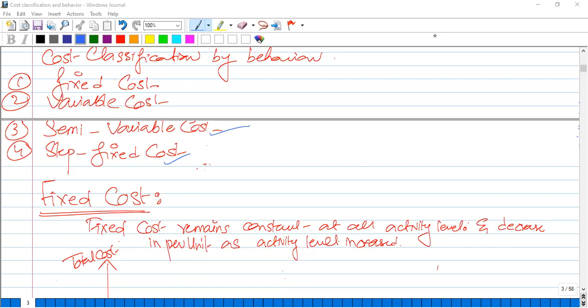Fixed cost. Fixed costs remain constant at all activity levels. For example, the salary of a managing director, the rent of a single factory building. The third example is straight line depreciation of a single machine. These are examples of fixed cost which remain constant at all activity levels. Number two, the fixed cost per unit graph decreases as the level of activity increases.